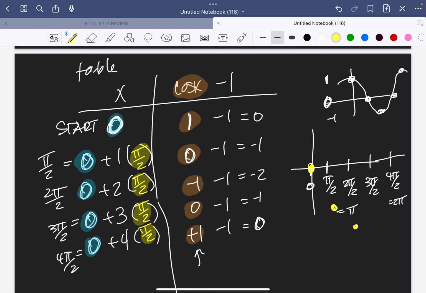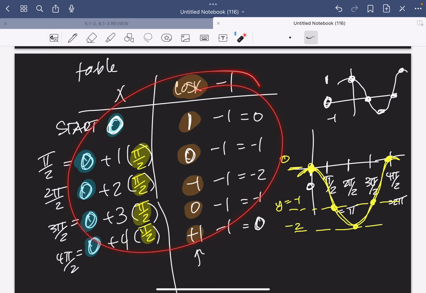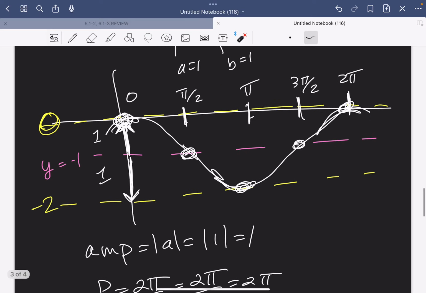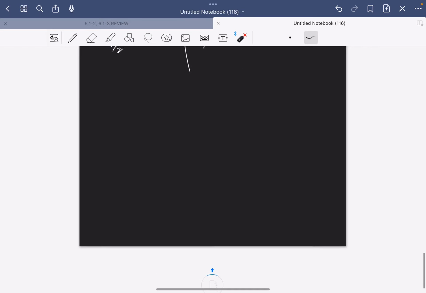And then -1 is going to be here and 0 is going to be here. So that's what our cosine -1 is going to look like, with this being y is equal to -1. Again, my peak is at 0 and my valleys are at -2. Again, did we have to do all this chart? No. We saw earlier that it was just that graph shifted down, but I think that practice helps.